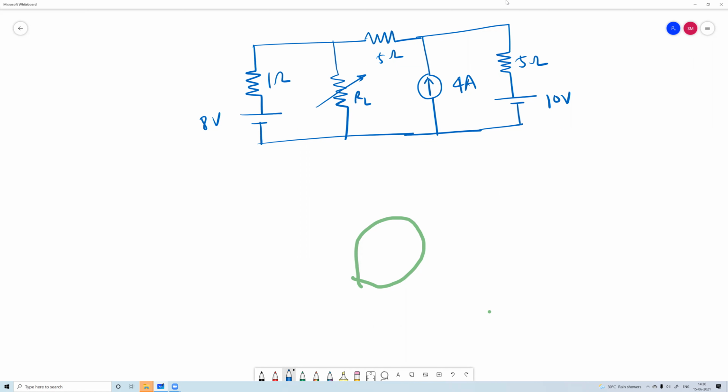From next class onwards, we will move on to the AC circuits. Okay, AC part of the course. This is the last class of the DC part. Next class onward, we will move to the AC part.